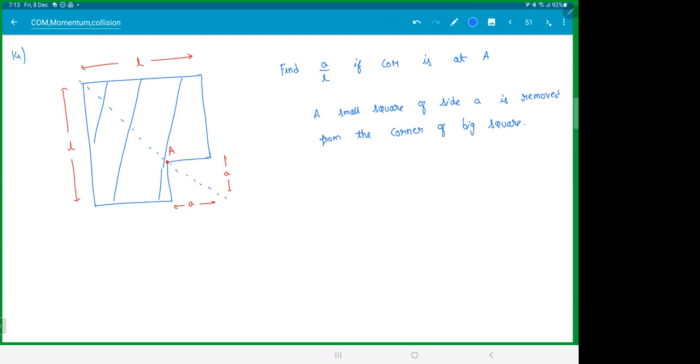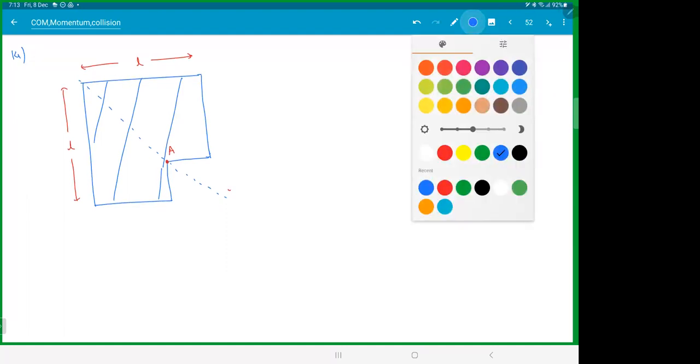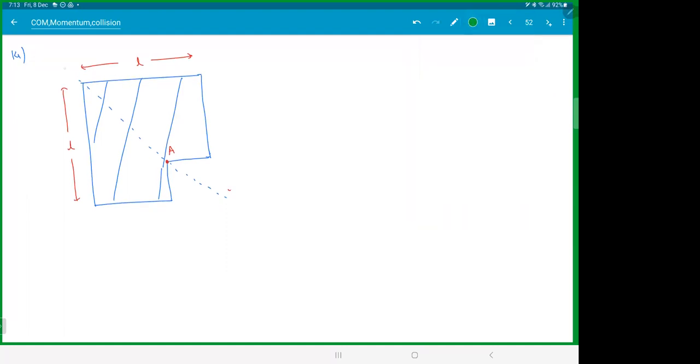So the first thing, if you can take a proper x and y axis, your life becomes a little easy. Can you see there's a line of symmetry here? So I'll choose this as x-axis and this as y-axis, because I know the center of mass will lie somewhere on the x-axis here. So that will make your life easy. So let this point be 0, 0.